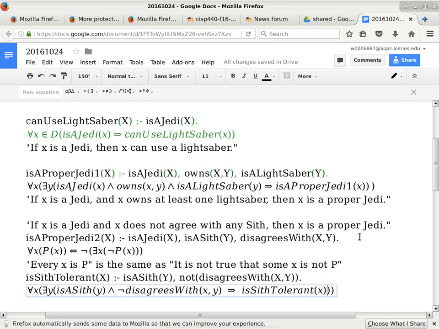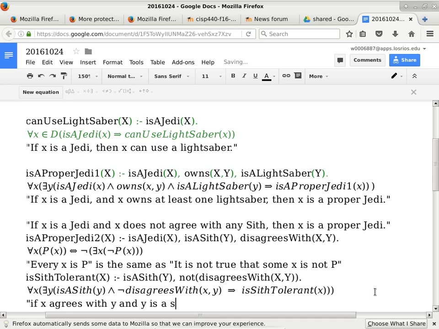Let's look at the English version of this, which I put in double quotes. The English version of this is: if x agrees with y and y is a cis, then x is cis tolerant. Okay. Is that part okay? Does it sound about right to you? Okay.